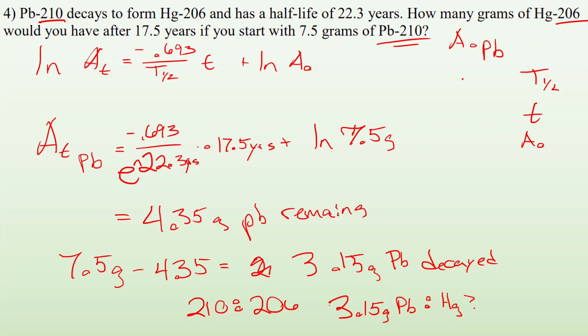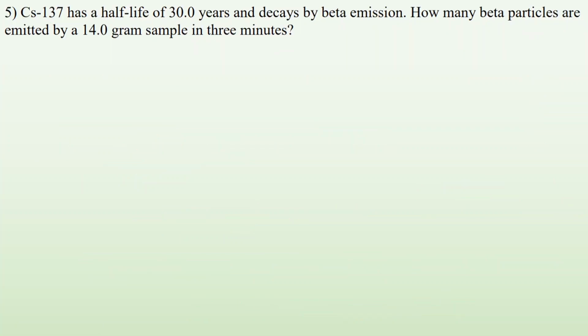All right, so I do 206 times 3.15 divided by 210. And I end up with 3.09 grams of mercury. All right, there you go. Number 5, cesium-137 has a half-life of 30 years and decays by beta emission. How many beta particles are emitted by a 14-gram sample in 3 minutes?